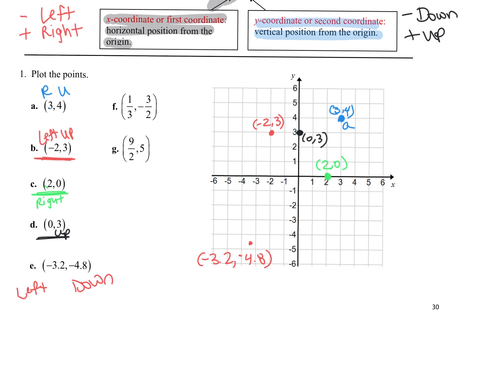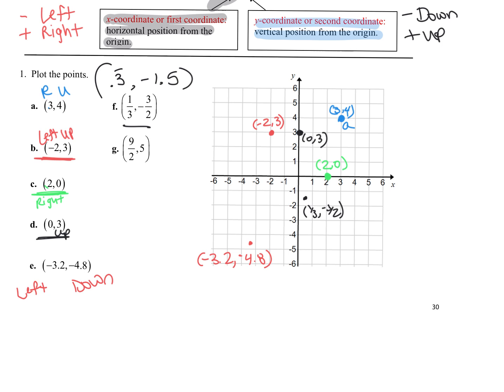All right, now for F, you might want to convert it to a decimal. 1/3 is 0.3 repeating, and then negative 3 over 2 is negative 1.5. So I'm going to go a little bit to the right, and then I'm going to go down in between negative 1 and negative 2. So about right there. And like I said, it doesn't have to be perfect. It's impossible to make it perfect because it's a decimal and we're just people.